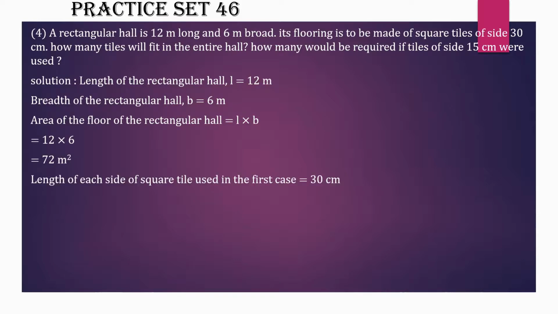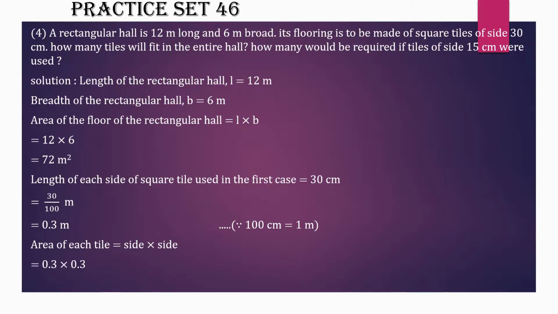Now we have the length of each side of the square tile used in the first case as 30 centimeters. So let us convert it into meters. It will be 30 divided by 100 meters, that is 0.3 meter, since 100 centimeters is equal to 1 meter. Now the area of each tile, which is square in shape, will be side into side, that is side square. One side is equal to 0.3, so we will have 0.3 into 0.3, that is 0.09 meter square. So the area of each tile will be 0.09 meter square.